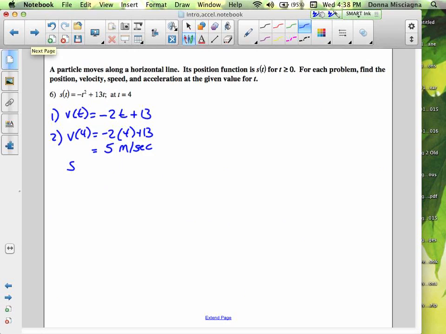Our speed is pretty easy to figure out. I probably shouldn't do s of t because that looks just like my position function. We'll call that the absolute value of v of 4, and I'll just put in parentheses, speed. Well, since velocity is positive and speed is just the absolute value of velocity, it's also 5 meters per second.